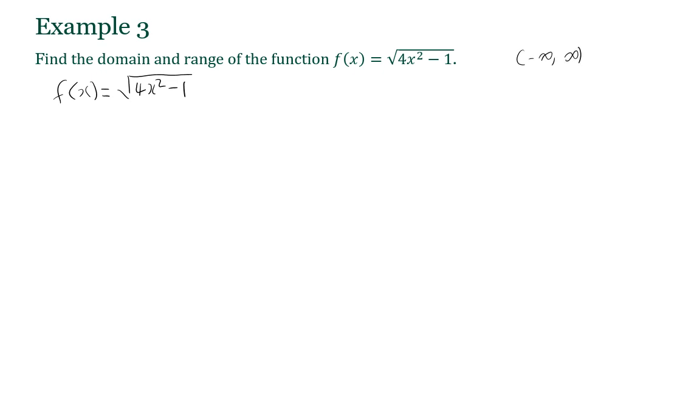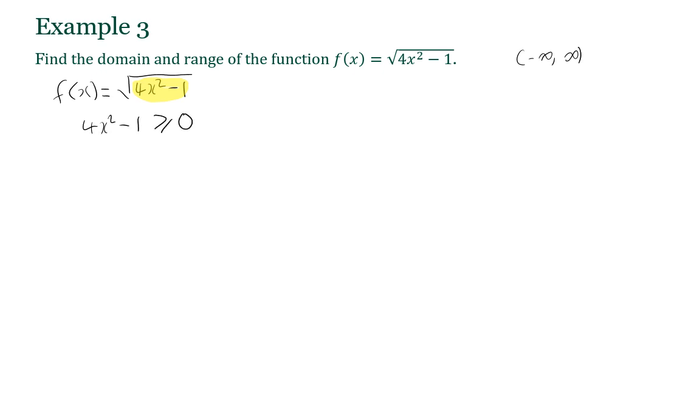If it is a fraction, we don't want the denominator to be 0. If you have a square root, we want to make sure that the radicand is greater than or equal to 0. Since we have a square root here, the radicand, that is what we have under the square root, 4x squared minus 1, should be greater than or equal to 0. So we want to make sure that 4x squared minus 1 is greater than or equal to 0.